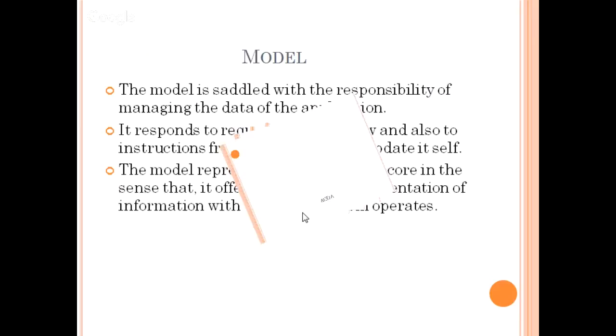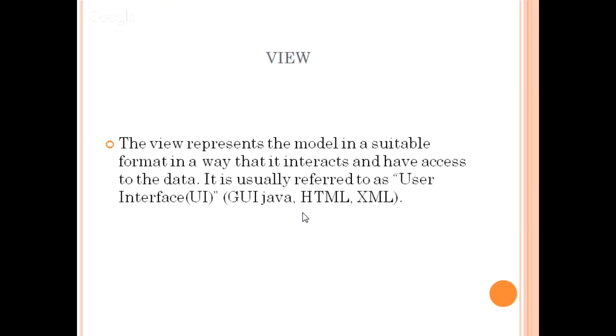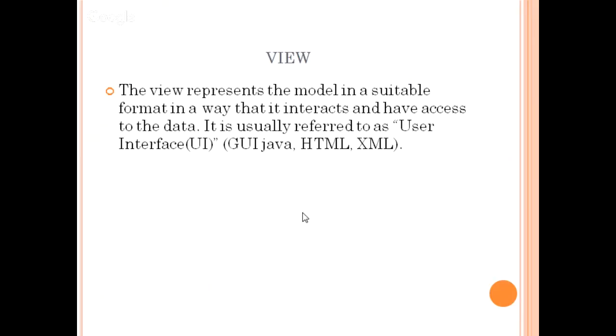So the view. The view represents the model in a suitable format. The view is our graphical user interface, like our desktop, that communicates with the database or the app or the system. So the view is basically a GUI, the graphical user interface that helps us communicate with the database. It represents the model in a suitable format in a way that it interacts with and has access to the database.